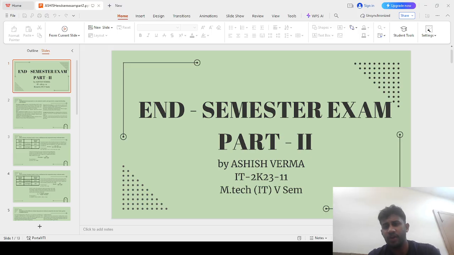NOT gate requires only one neuron and one input. It uses a negative weight, so an input of 1 becomes output 0 and vice versa. No backpropagation is needed.